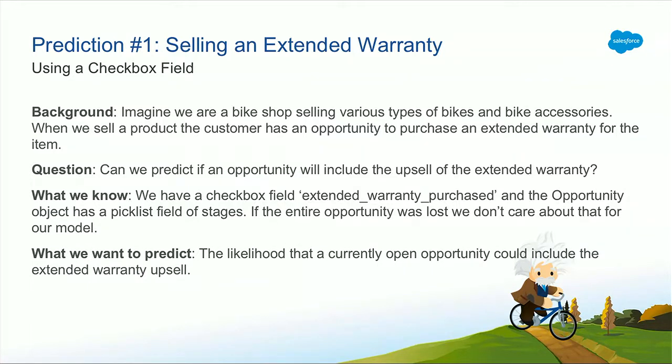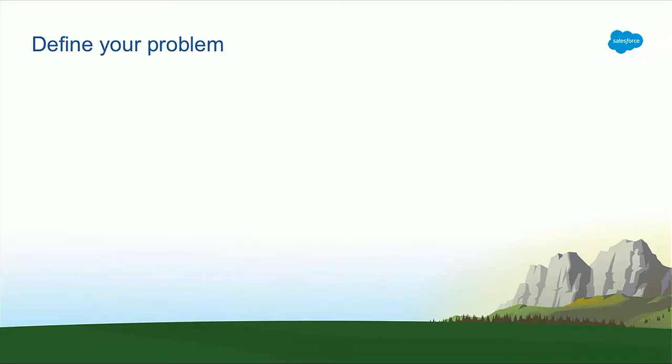So what are we going to be doing here? Ultimately, we're going to make a likelihood prediction that our available opportunities would be purchasing an extended warranty. That will allow us to make sure that we're focusing our resources on the right customers and that we're asking the right questions of the right people. So, Natalie, do you think you can give us a demo of how this would work in Prediction Builder?